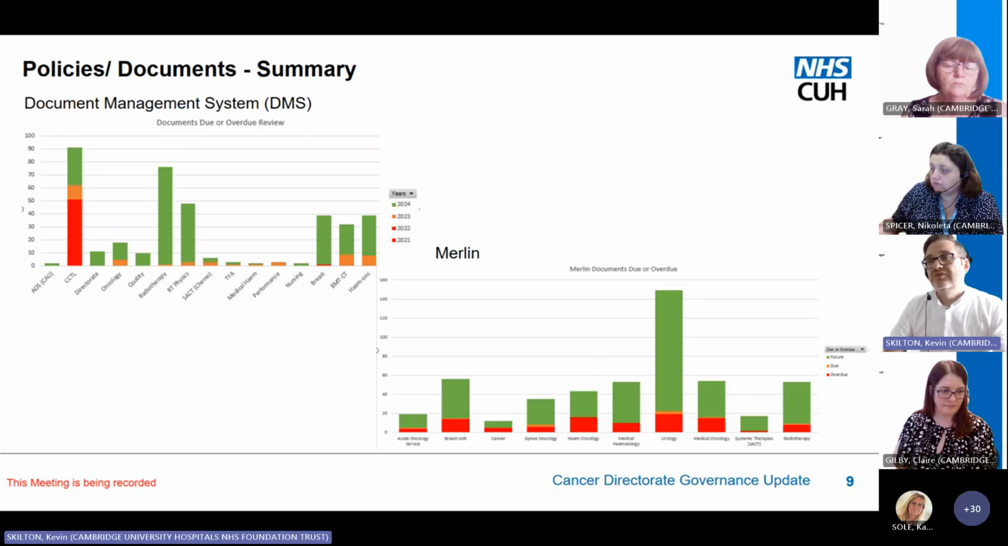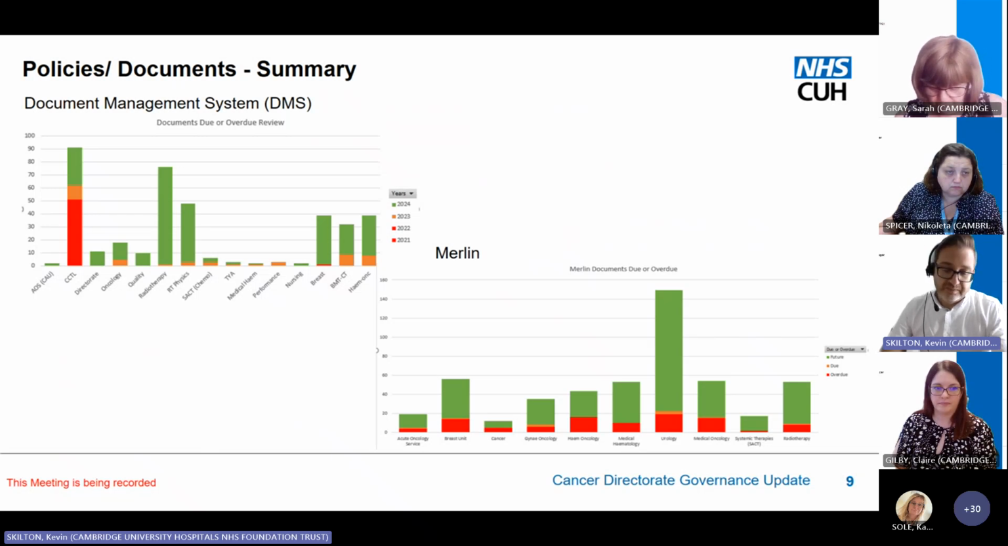So just a reminder of documents and going through what is now the document management system. So we've moved away from calling it CUPulse. For those who use it in onc and heme and radiotherapy, we now call it the document management system. Just a reminder to get your documents reviewed when they are due. If you think you're using a document and something has changed, please talk to the authors and see if you can get that updated.